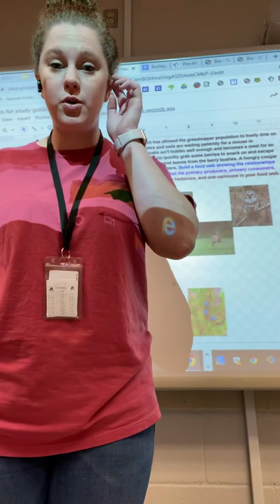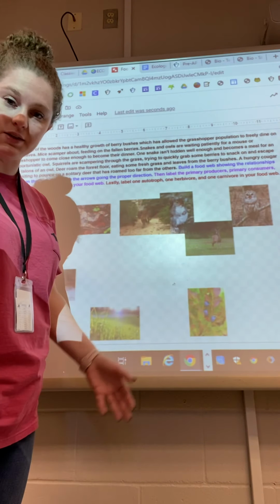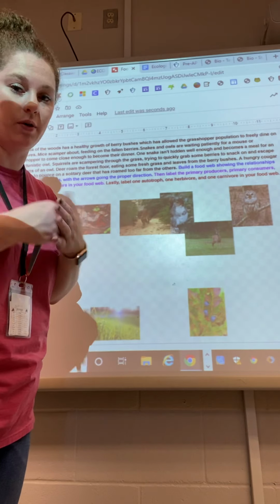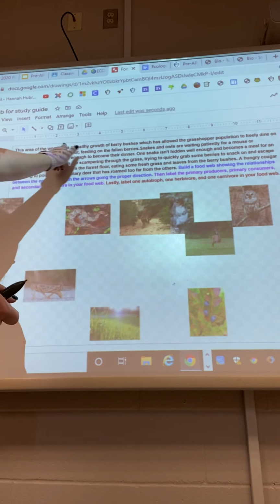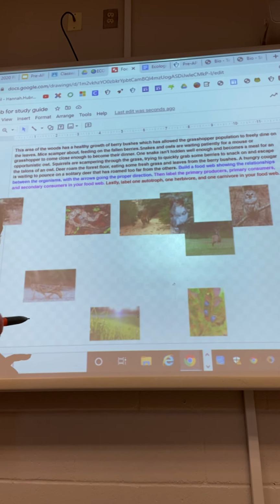All right, guys, I'm going to review the food web to make sure that you got it right. So the first thing I did was I moved the producers to the bottom because we always know the producers are at the very bottom of the food web. So this area of the woods has a healthy growth of berry bushes, which has allowed the grasshopper population.